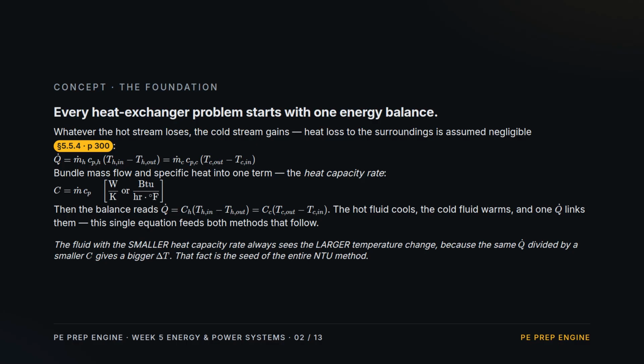Keep one fact in your pocket. The fluid with the smaller capacity rate always sees the larger temperature change.